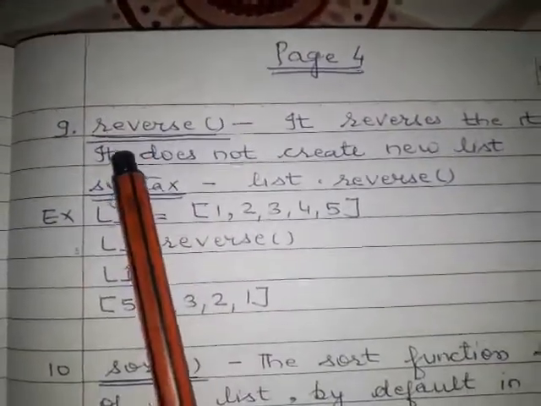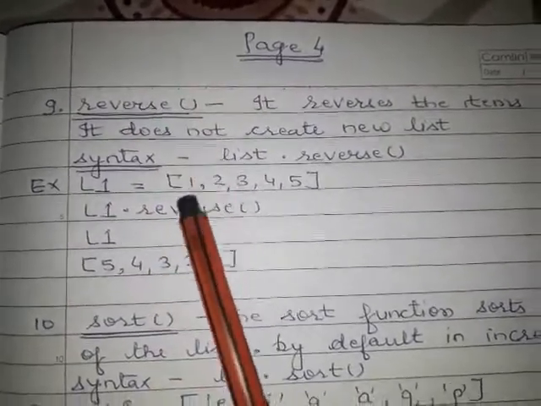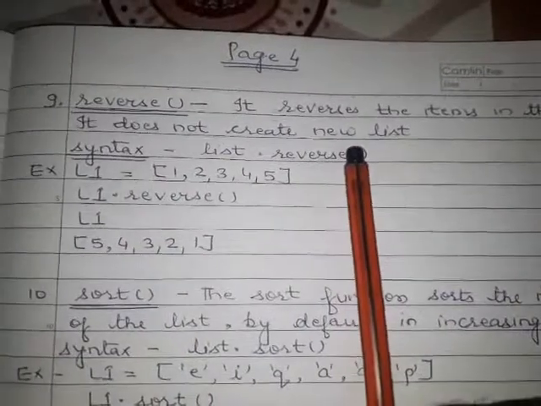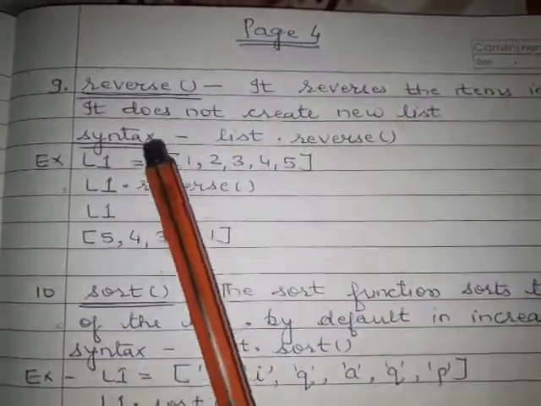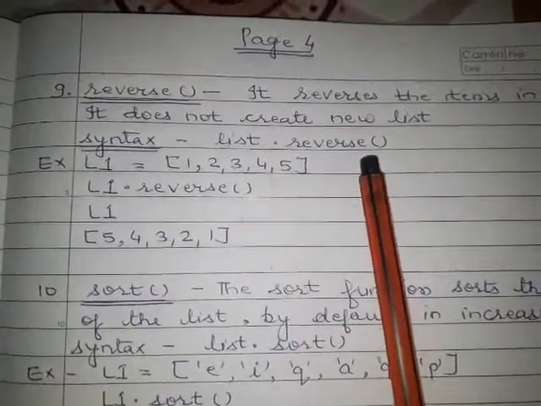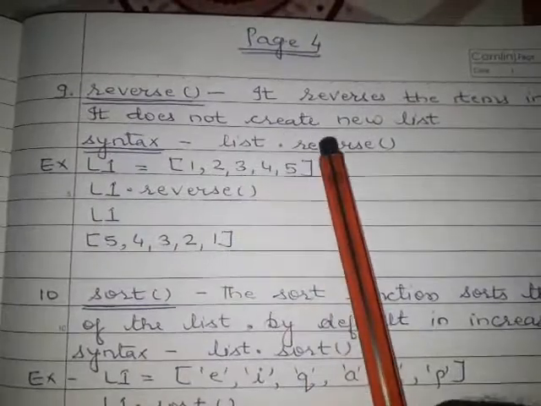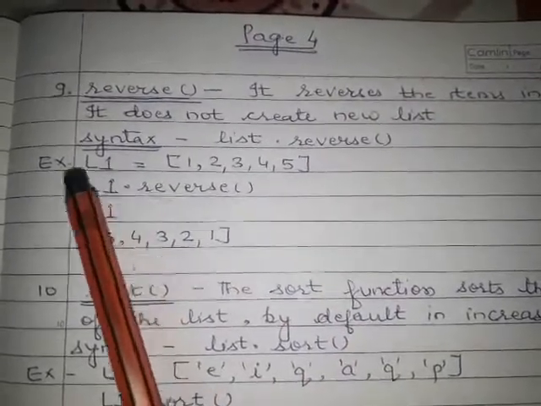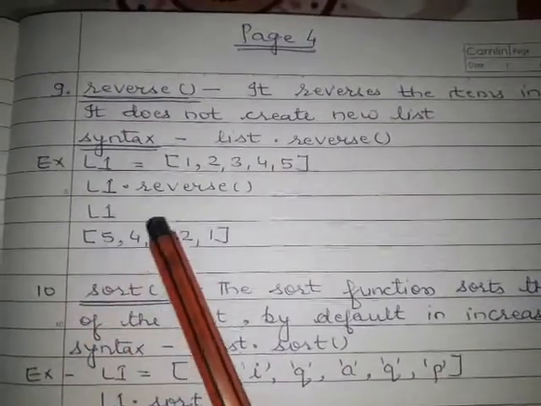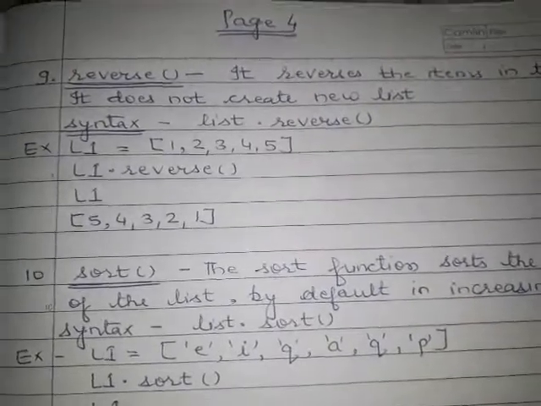Now our next method is reverse. It reverses all the elements of the list. It does not create a new list. Syntax is list.reverse(). Example, L1 equals 1 2 3 4 5. When I use the method L1.reverse(), all elements are reversed. The list will become 5 4 3 2 1. So this method is used to reverse the list.